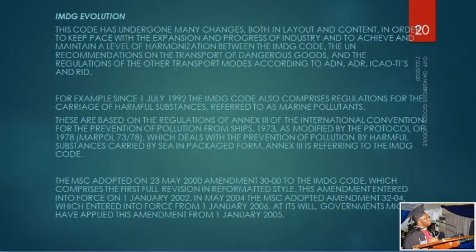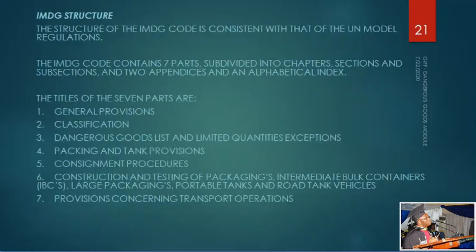So this in a nutshell is trying to tell you the various changes that might have been made and accepted and which are being applied by the various countries and member states which have signed to the treaty. Look at the structure of the IMDG Code, which is consistent with that of the UN Model Regulation. The IMDG Code contains 7 parts subdivided into chapters, sections, and subsections, and 2 appendices and an alphabetical index.